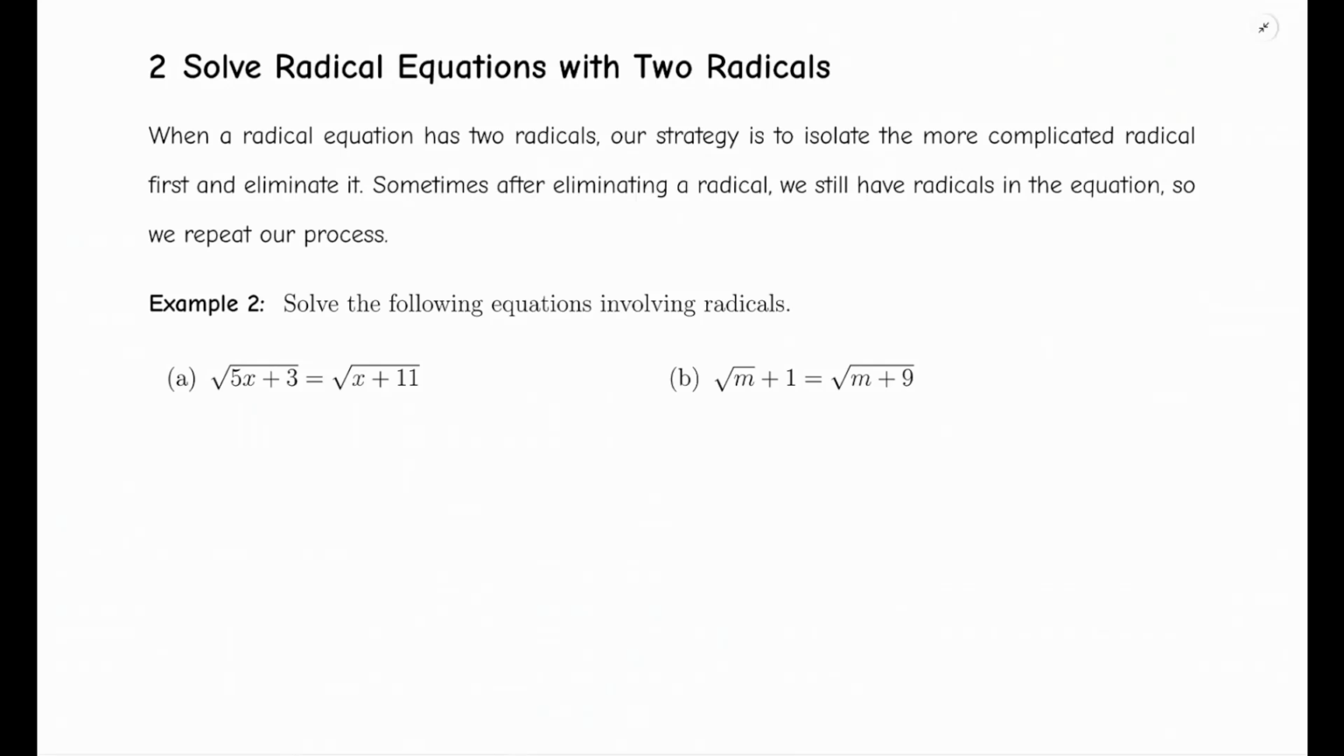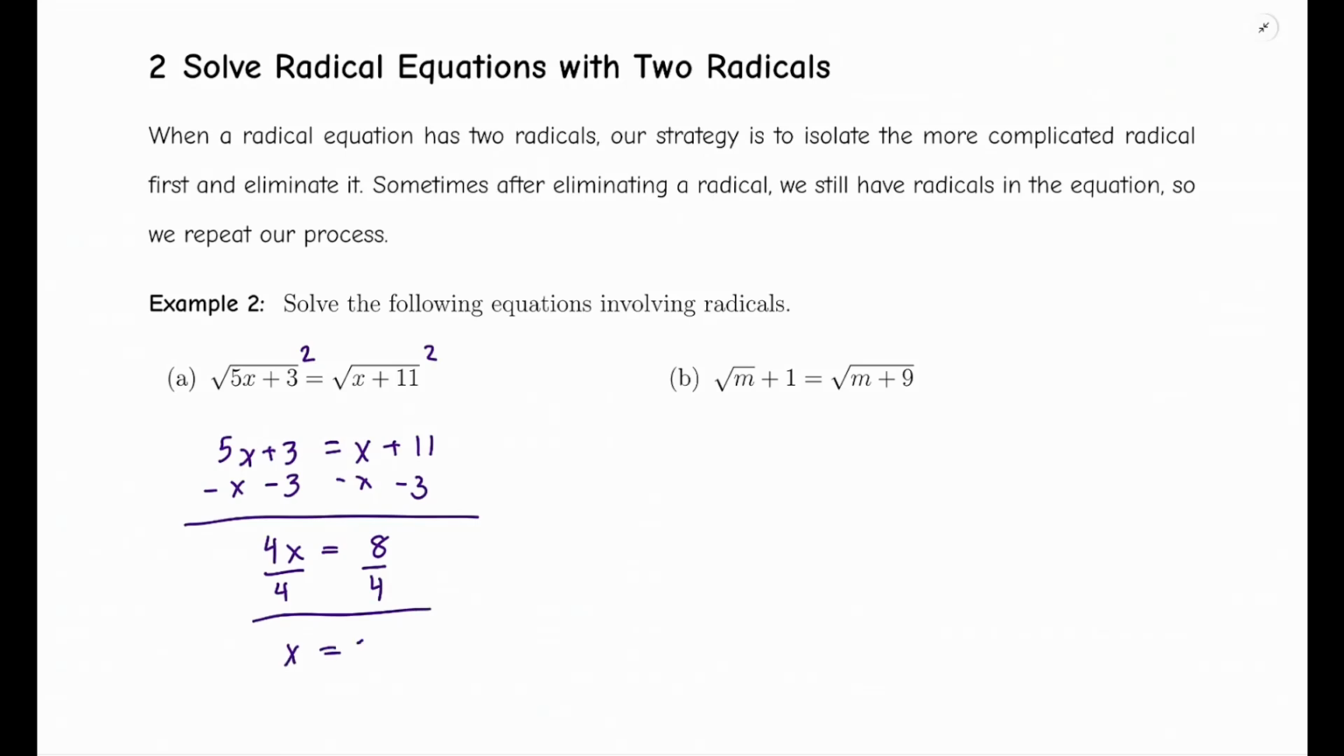Already, the radicals are by themselves, so I'm going to square both sides. We get 5x plus 3 equals x plus 11. Subtract x, subtract x, subtract 3, subtract 3. We get 4x equals 8. Divide by 4, divide by 4. We get x equal to 2. And I'm going to let you check the solution on this one as well, but it works.